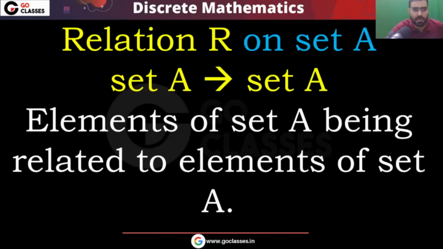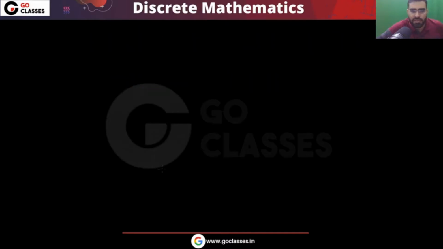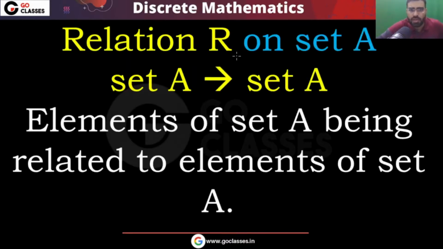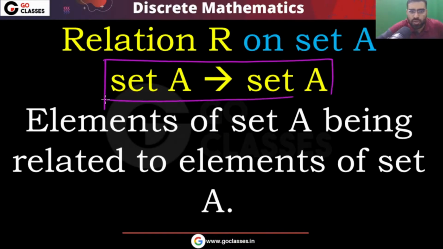Now let's see. Most of the time we are interested in relations which are from A to A. This type of relation is very important, where elements of A relate to elements of A.